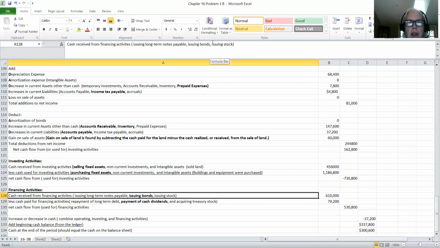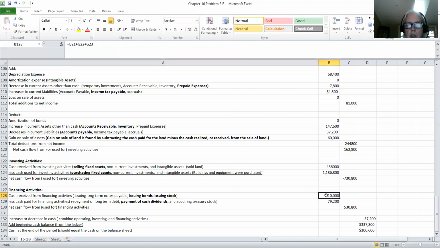So I'm going to highlight this here so you'll know that it came from the issuance of stock and the issuance of bonds. The issuance of stock and the issuance of bonds really has three parts to it, because stock has two parts. The paid-in capital and the par value combined together is the total cash amount that you would have received from issuing the stock. The stock that you issued, the cash amount, plus the amount you received for issuing bonds is $610,000.